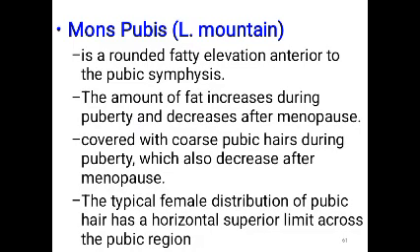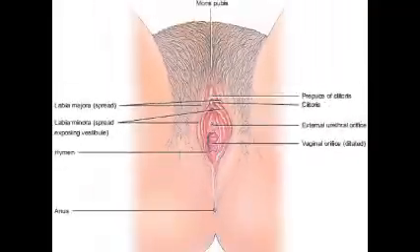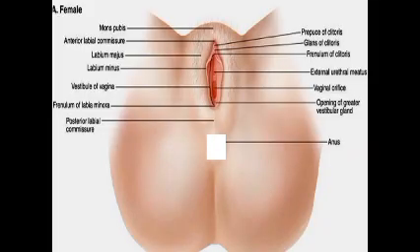The mons pubis, or mount of Venus, is a rounded, fatty elevation anterior to the pubic symphysis. The amount of fat increases during puberty and decreases after menopause. It is covered with coarse pubic hairs during puberty, which also decrease after menopause. The typical female distribution of pubic hair has a horizontal superior limit across the pubic region. This looks like this. The second is like this.